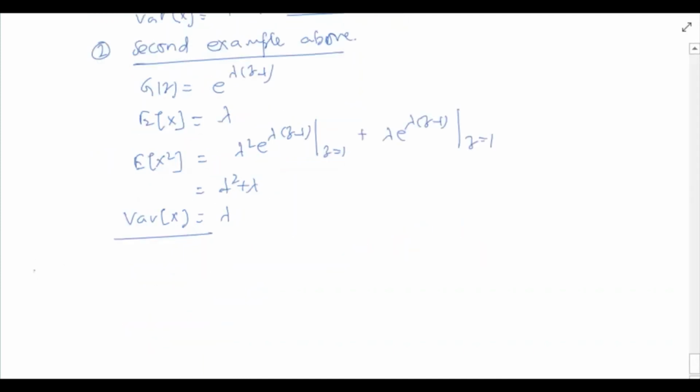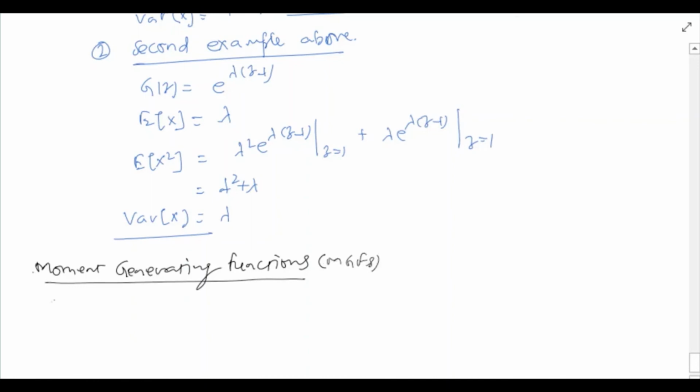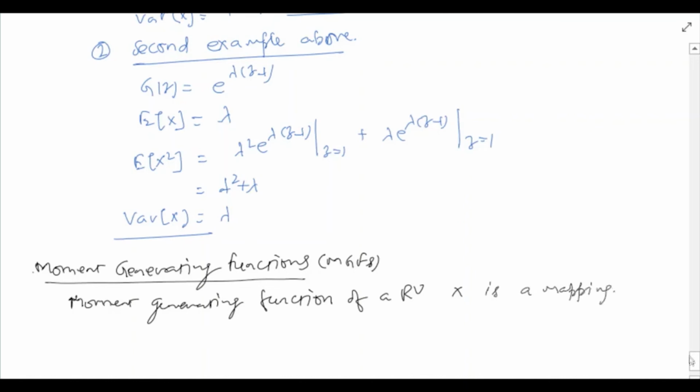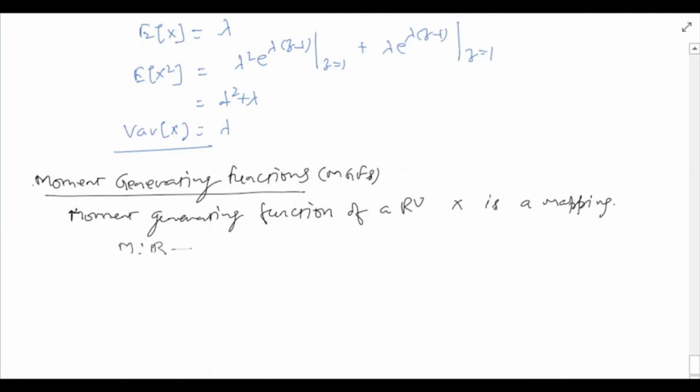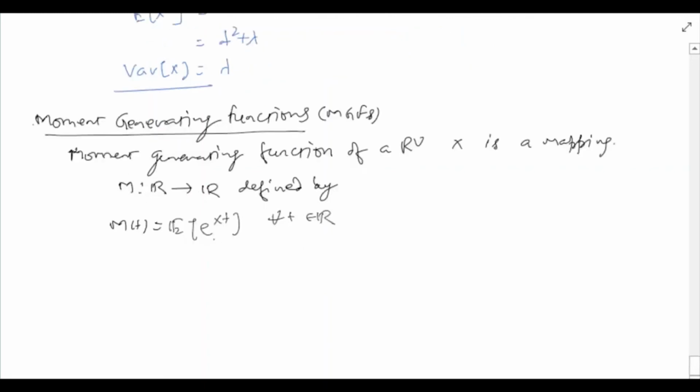Finally, let us see the notion of moment generating functions. In short, these are called MGFs. The moment generating function of a random variable X is a mapping M from R to R defined by M(t) equals the expected value of e raised to Xt for all t in R. We assume that this expectation exists.